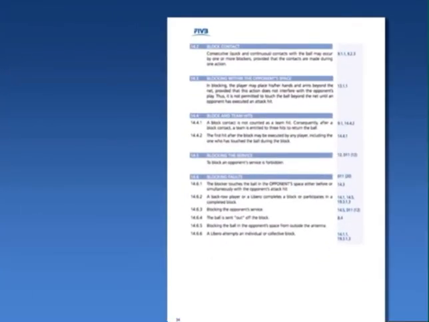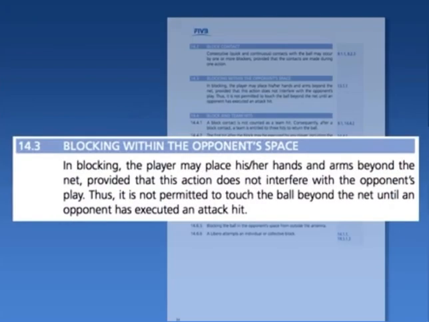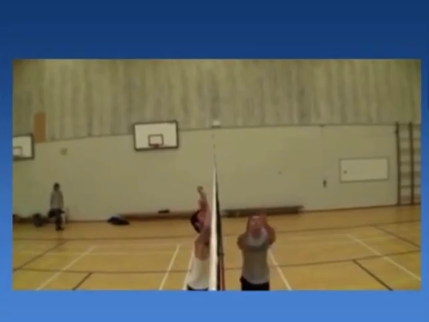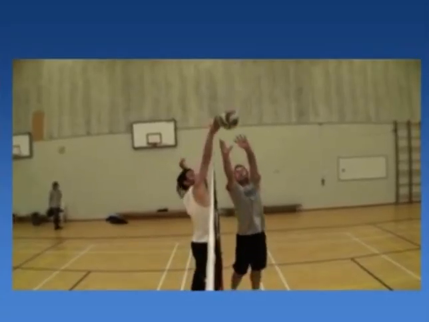Let's talk about blocking. In the rulebook, it says a player may block beyond the net, provided that this action does not interfere with the opponent's play. Let's look at an example. The setter is going up to play the ball, and the blocker has reached over the net into the setter's space and interfered, so this is a reaching fault.